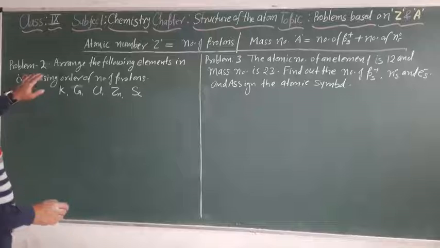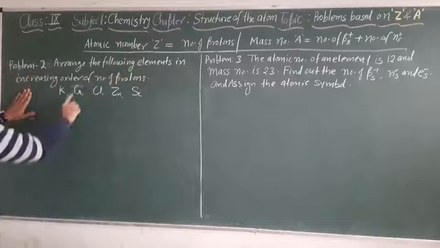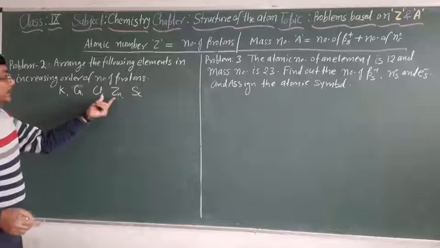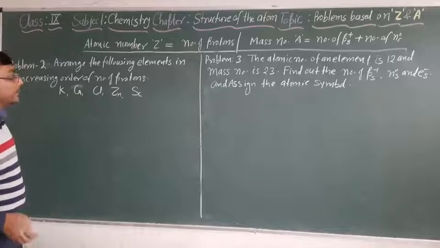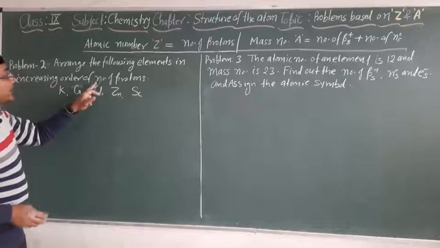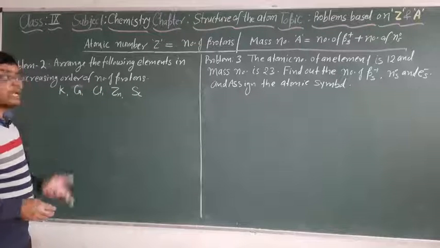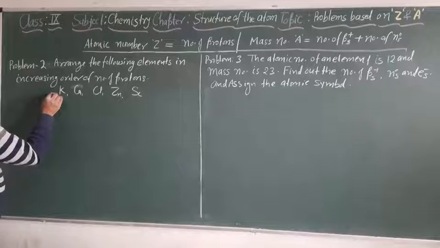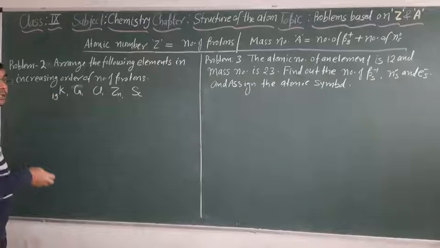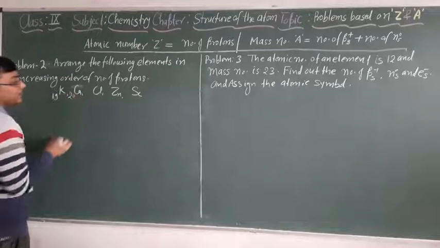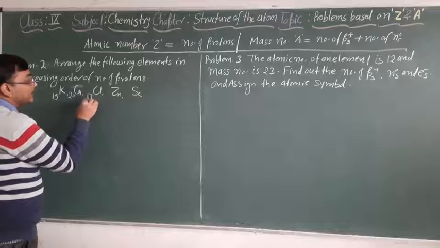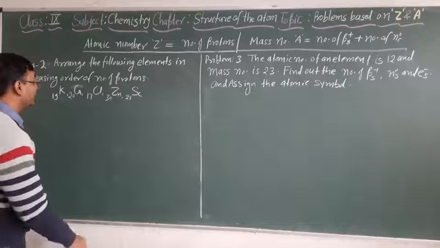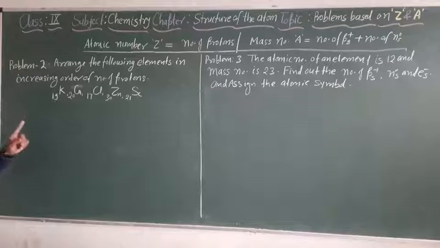Now problem number 2: arrange the following elements in increasing order of number of protons. Potassium, calcium, chlorine, zinc and scandium are given. For finding the number of protons, we should know their atomic numbers. Potassium atomic number is 19, calcium 20, chlorine 17, zinc 30, scandium 21. So let us calculate first the number of protons.